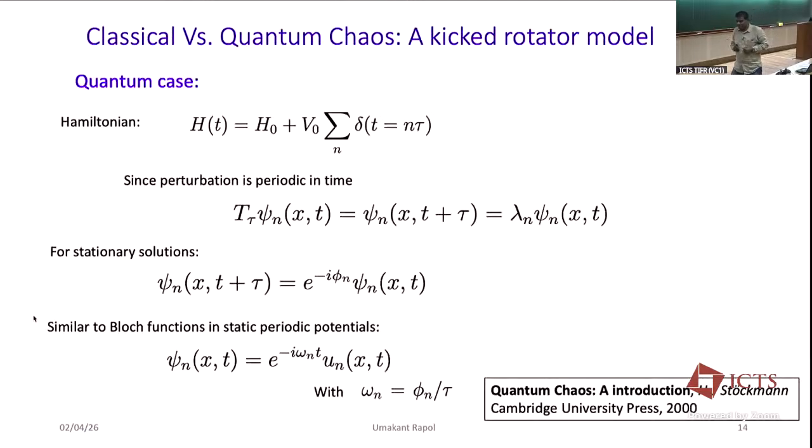Now, you do the same thing for a quantum mechanical system. You start with a Hamiltonian, and since your perturbation is periodic in time, this system is basically like your particle moving in periodic potentials in real space, right? And your solutions are similar to Bloch functions, what you see for electrons in a periodic potential. And you get this expression for the stationary solutions, which is basically time periodic. It's exactly like your Bloch functions.